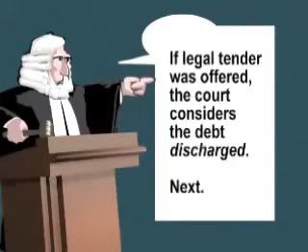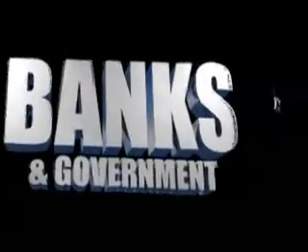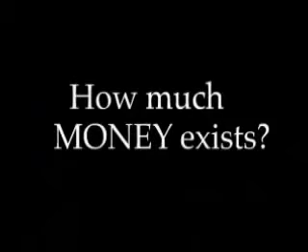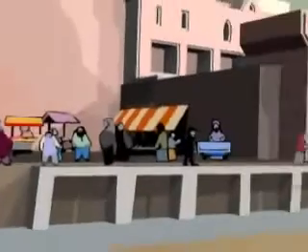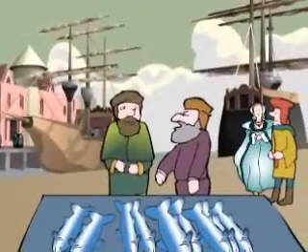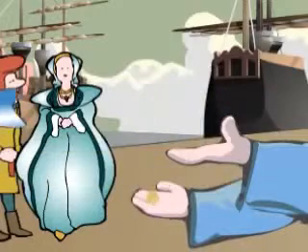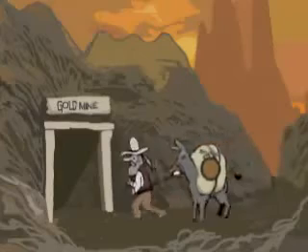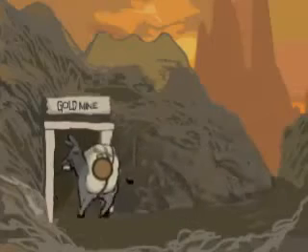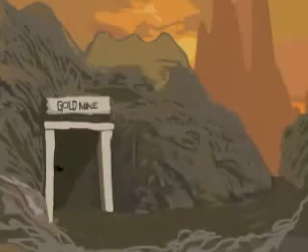So now the question is, if governments and banks can both just create money, then how much money exists? In the past, the total amount of money in existence was limited to the actual physical quantities of whatever commodity was in use as money. For example, in order for new gold or silver money to be created, more gold or silver had to be found and dug out of the ground.